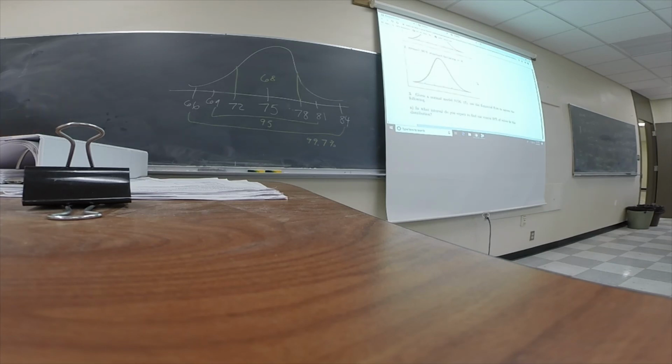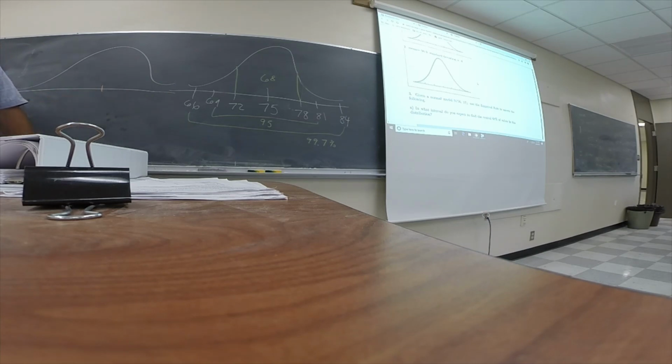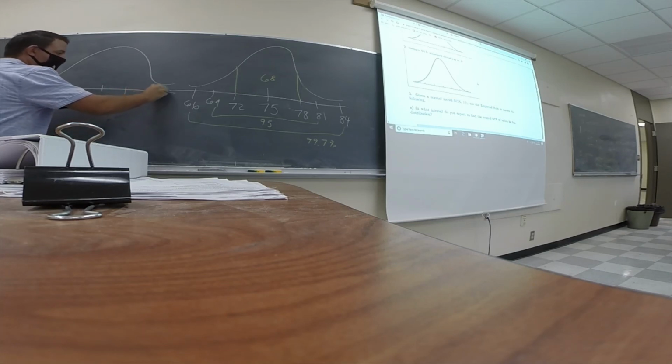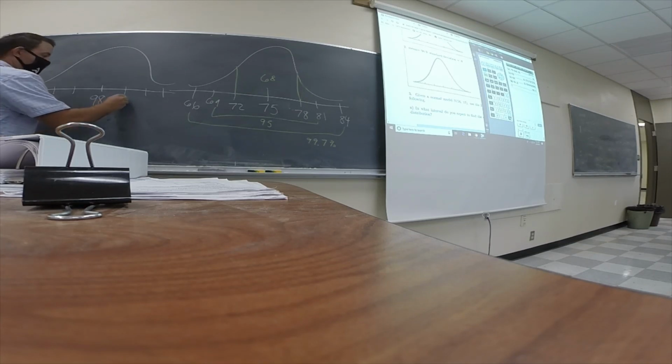All right, number 2, same thing. Still have our curve. Mine isn't as good as the one on the screen, but your middle here is 98.9. To go 1 standard deviation to the right, I need to add 0.8. 98.9 plus 0.8 is going to give you 99.7, right?